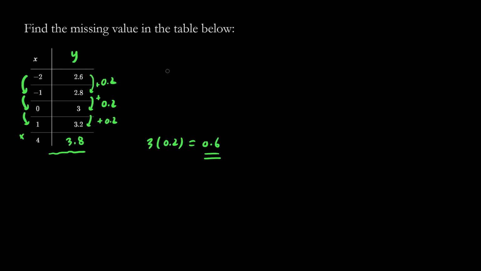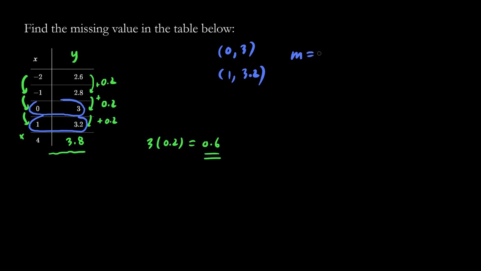If you don't see the pattern, you can always focus on the points. 0, 3 and 1, 3.2 are 2 examples of points you can use. So I'll write it here, 0, 3 and 1, 3.2. So we can always try to find a line equation. It begins by finding the slope.